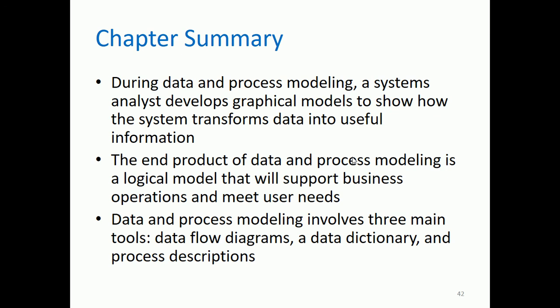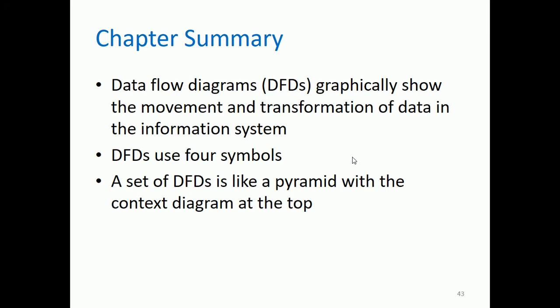Okay. So we have already finished with chapter 5. Let me read the chapter summary. During data and process modeling, a systems analyst develops graphical models to show how the system transforms data into useful information. The end product of data and process modeling is a logical model that will support business operations and meet user needs. Data and process modeling involves three main tools: the data flow diagrams, a data dictionary, and process descriptions.